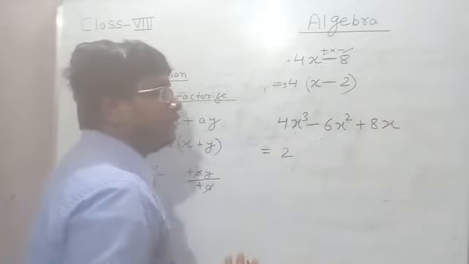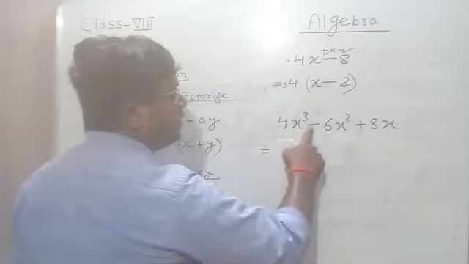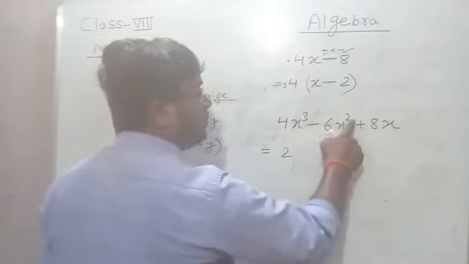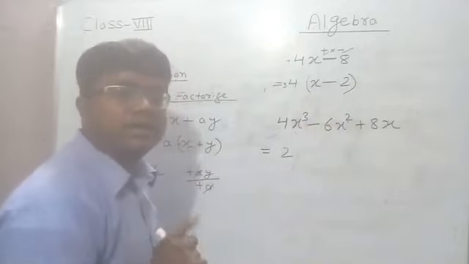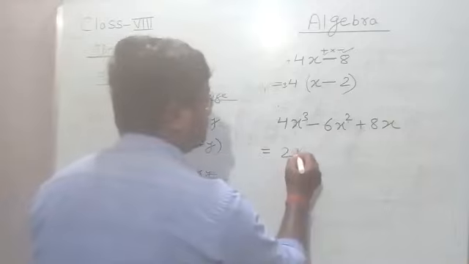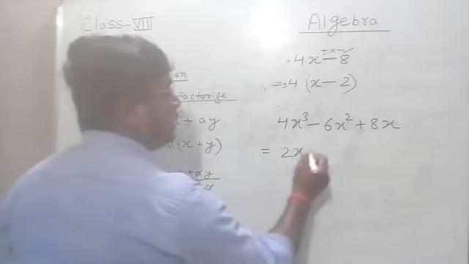So which is the lowest power here? x to the power 3, x to the power 2, and here x to the power 1. So the lowest power you have to take as common, so that is x. So we will take this as common.